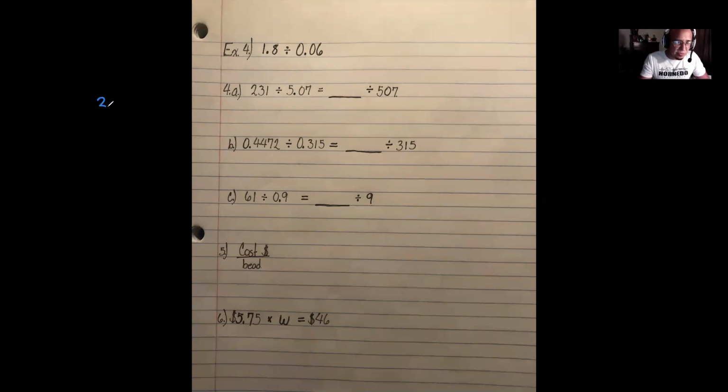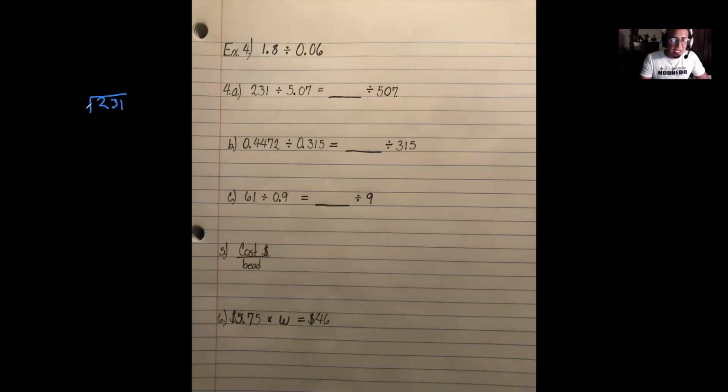So we have 231. Remember, the first number always goes inside, divided by 5.07, correct? All right, so remember, we do not like decimals on the outside. So I'm going to get rid of that decimal by moving it over 2 times. And because I moved it 2 times, I must move the decimal right here. Remember that whole numbers have decimals. I have to move it 1 time, so that's going to be a 0, and I have to move it 2 times as well.